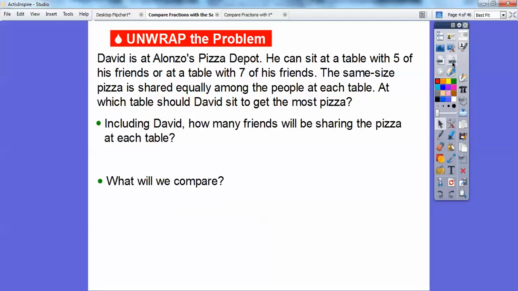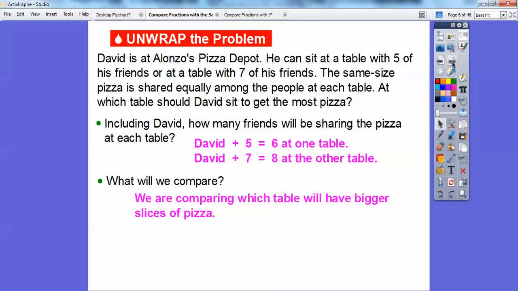Including David, how many people will be sharing the pizza at each table? Well, since it's David with 5 friends, then 5 plus 1 is going to be 6 at one table. And David with 7 friends would be 7 plus 1, which would be 8 at the other table. So what are we going to compare? We're going to be comparing which table will have the bigger slices of pizza.